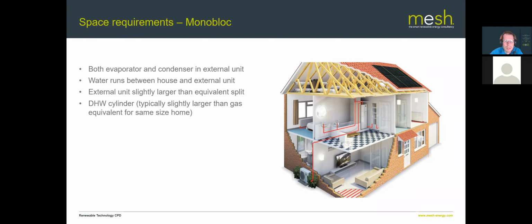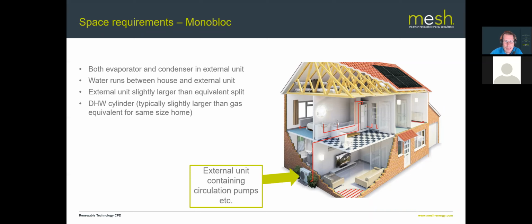So domestic hot water cylinders: you will always need a domestic hot water cylinder with a heat pump. There's no such thing as a sort of combi boiler equivalent for a heat pump. And typically that cylinder will be a little bit larger than for a conventional gas boiler. So you just need to take that into account.